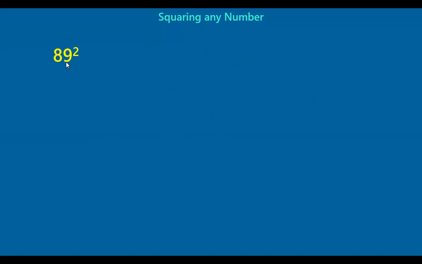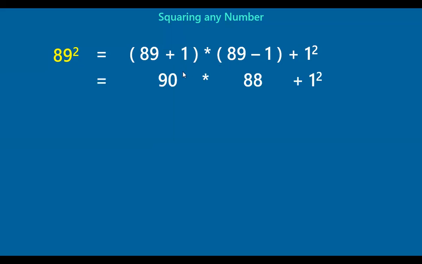Another example, it appears to be a very big number, right? 89 square. Let's see how it is. The next nearest number is 90. So the difference is 1. So b value becomes 1. Plus 1 minus 1. Multiplying, you get this 90 into 88. 89 minus 1 is 88, plus 1 square. So multiply this 88 with the 90. Multiplying is very easy. So you get 0 is there and 88 into 9 gives 792 plus 1. So the answer is 7921.